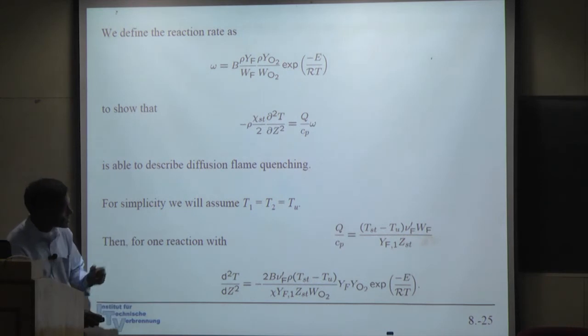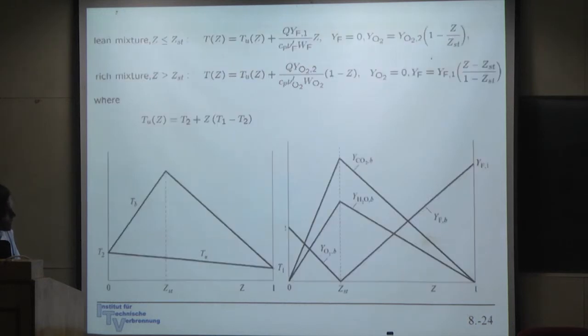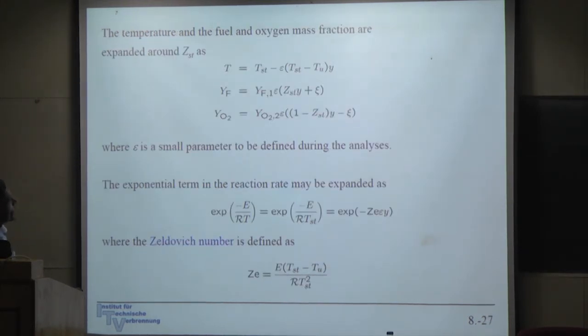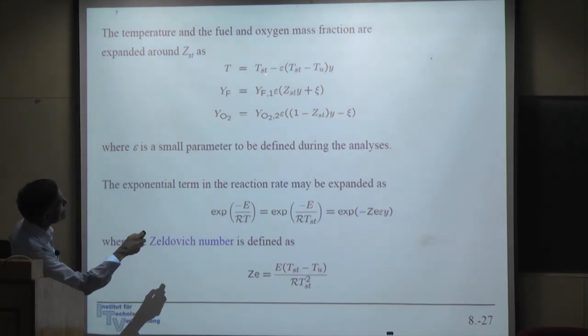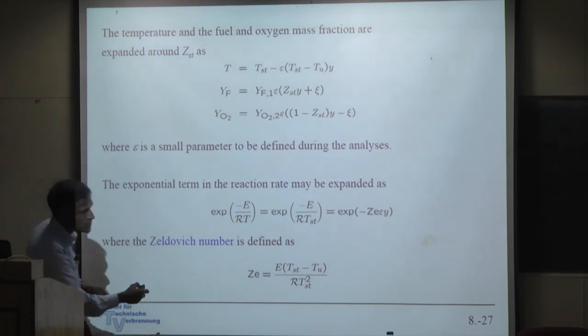Now to analyze the structure of the reaction zone, we have to perturb the temperature around the adiabatic temperature TST, and also from the coupling relationship, get the mass fraction of the fuel and the mass fraction of oxygen in this region. So that's the energy conservation equation, and then those are the stretching. So this temperature is the adiabatic temperature minus a small correction. You can see that this quantity epsilon is small.